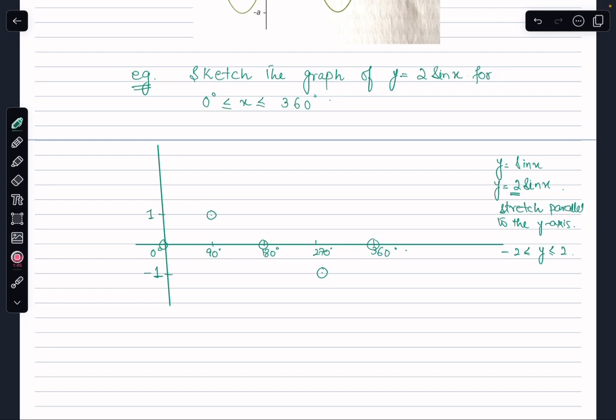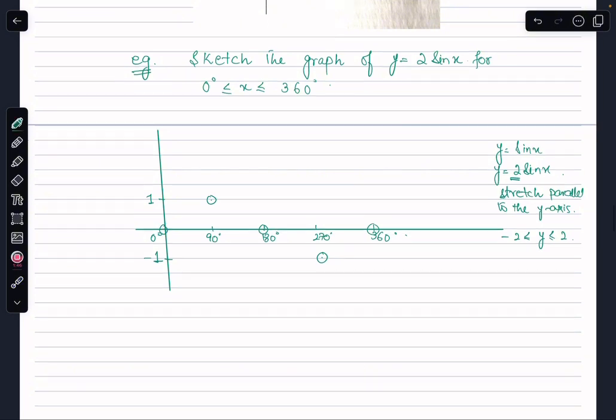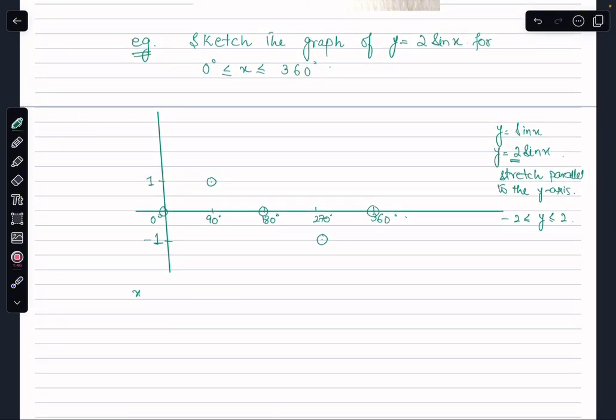So let's start doing the work. What I can see here is that sine of 0 is 0, 0 multiplied by 2. I'll do some of the working here. When x equals 0 degrees, then sine of 0 is equal to 0. Therefore, y shall be equal to 2 times 0, which gives me 0. So there is no change in the y coordinate here.